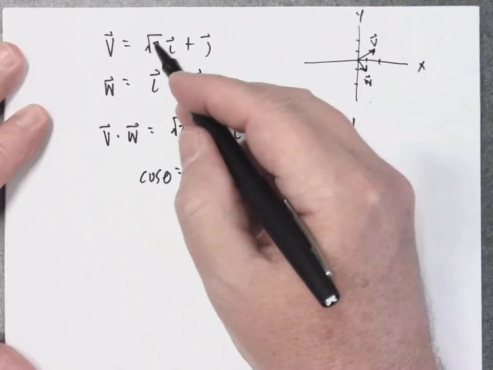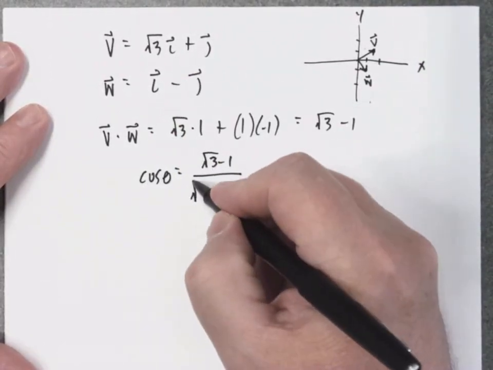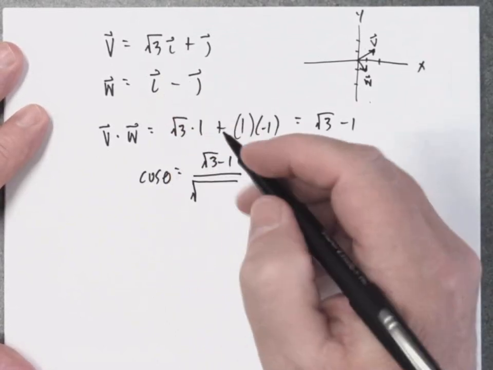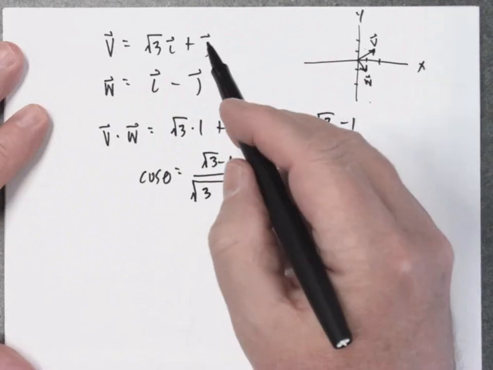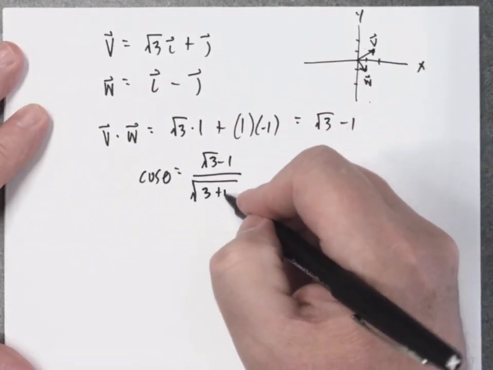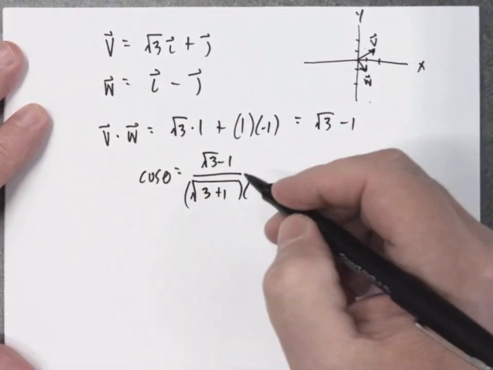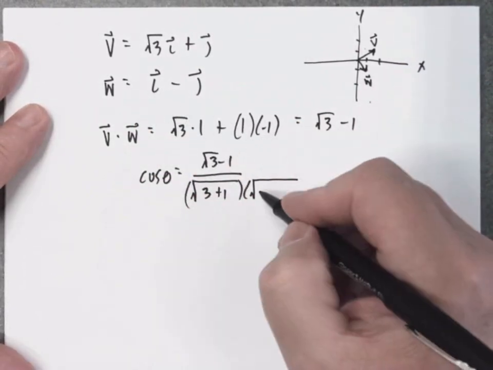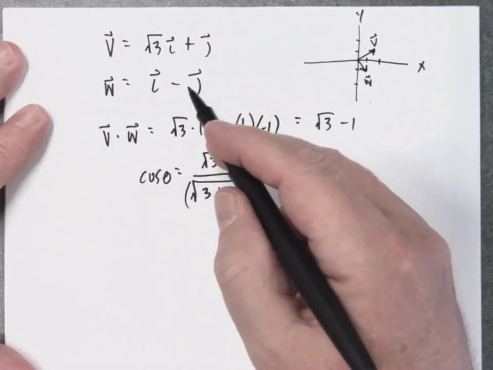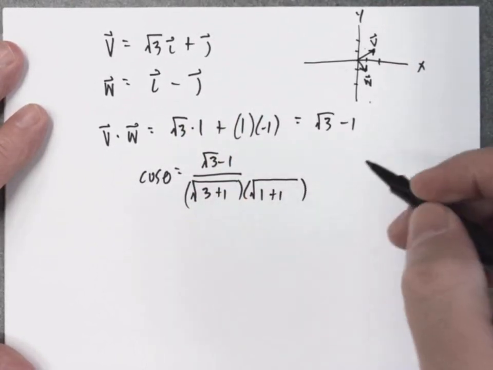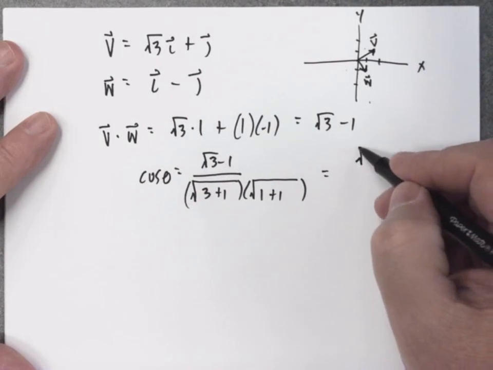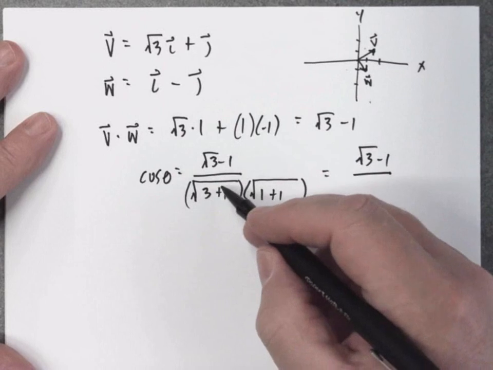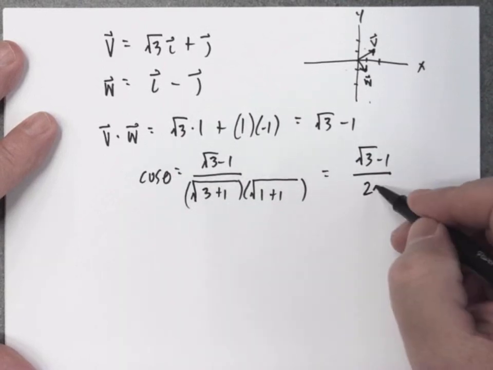Now magnitude of v, remember magnitude is you take the square root, and if you square root of 3, it's going to be 3, and then you square 1, it's going to be 1. Now the magnitude of w, you square 1, which is 1, you square negative 1, which is 1. So it looks like we have square root of 4, square root of 2.